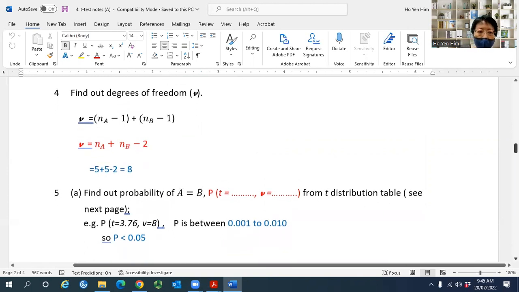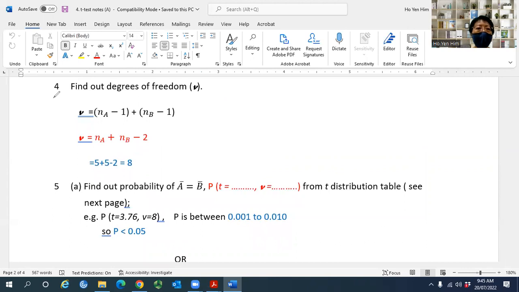Okay, next step is, after you calculate your t value, find out the degrees of freedom. Because we've got two samples, each of them has its own degrees of freedom. For sample A, degrees of freedom is n minus 1. Sample B is n of B minus 1. So the degrees of freedom is the addition of both, therefore it's NA plus NB minus 2.